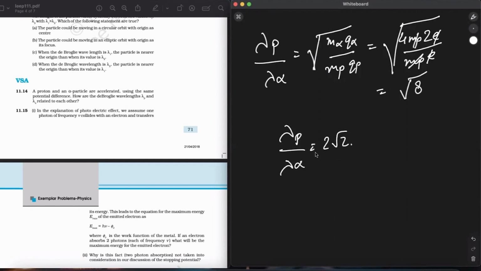So lambda p is equal to under root 8 times lambda alpha. We have developed this relation. This is the relation.